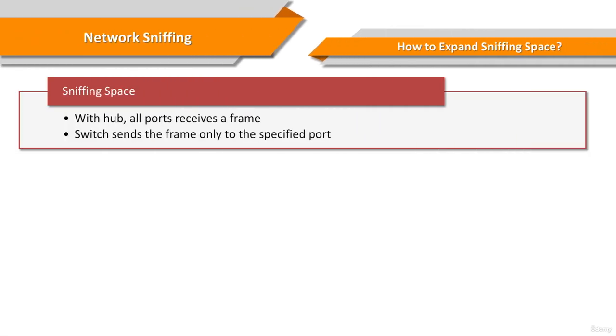So switches make it difficult to sniff the network traffic. In the past, the traffic was being sent to all ports with the hub technology. With switches, the traffic is directed only to the specified port. So a network device only receives its own packets, not the others. So we need to use some techniques to sniff the traffic of the other devices then, huh?